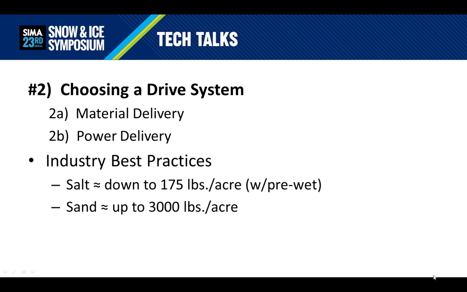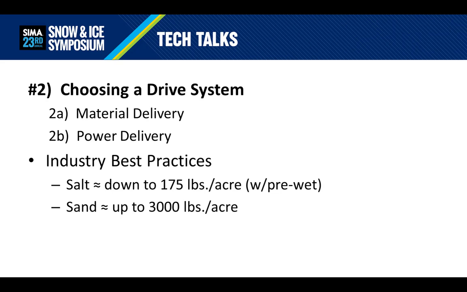The next decision to make is the drive system. We need to identify a drive system that matches the requirements of the material type to be spread. To do this, we'll break it into two parts: material delivery and power delivery. To standardize the discussion, let's focus on industry best practices.